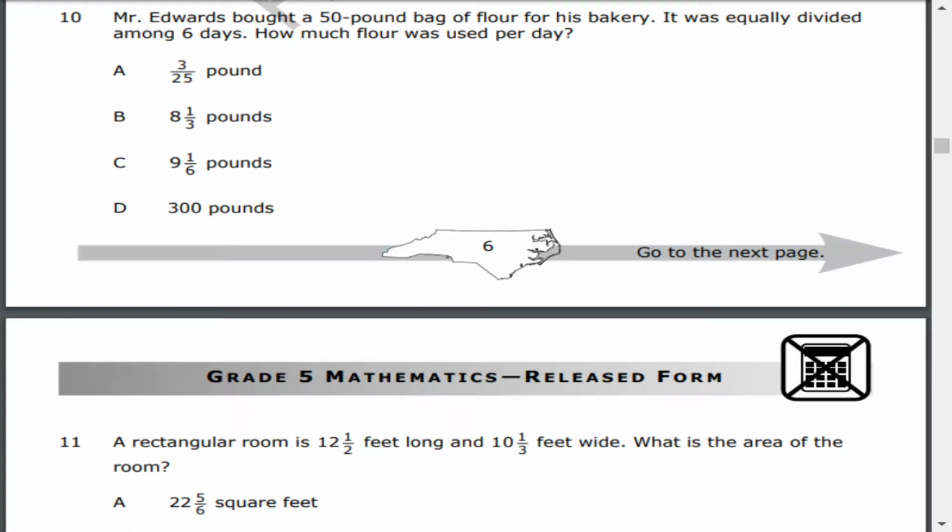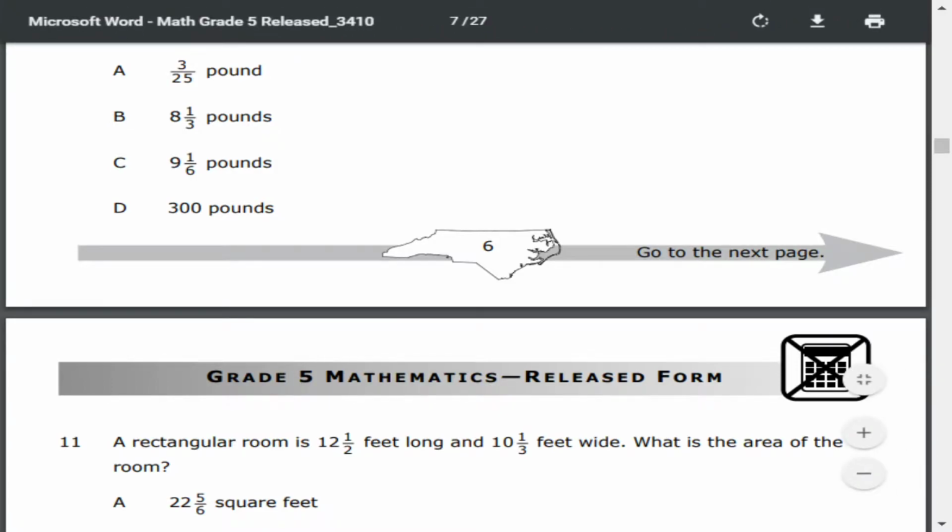All right, number 10. Mr. Edwards bought a 50-pound bag of flour for his bakery. It was equally divided among 6 days. How much flour was used per day? So, there's 50 pounds of flour, and it was equally divided among 6 days. How much flour was used per day?